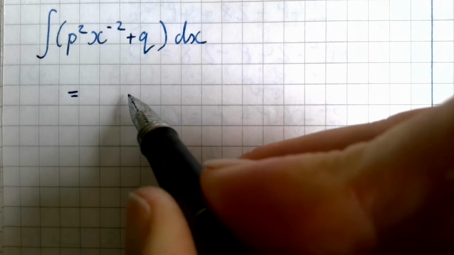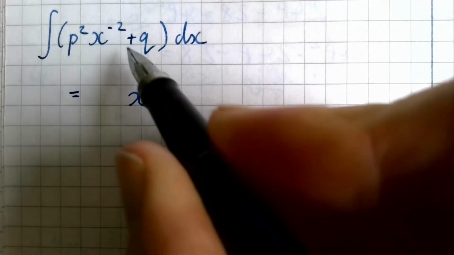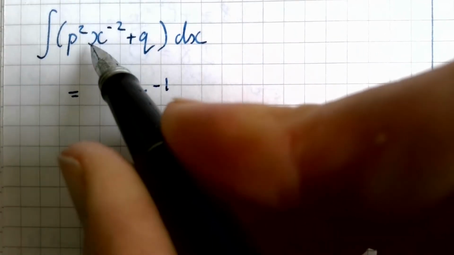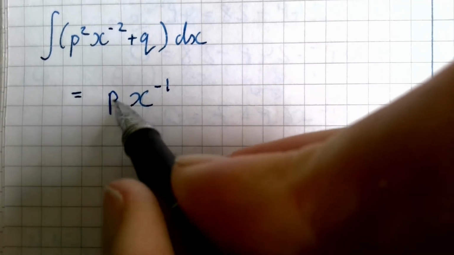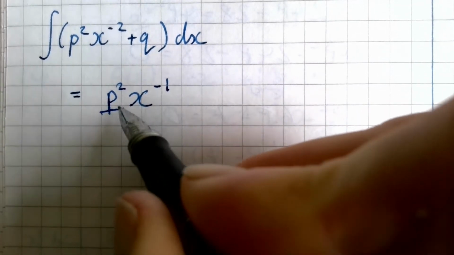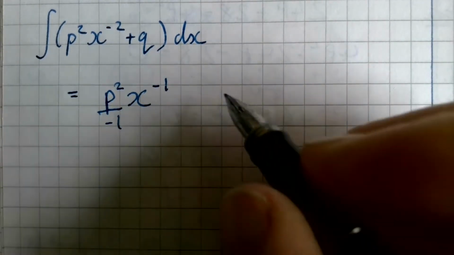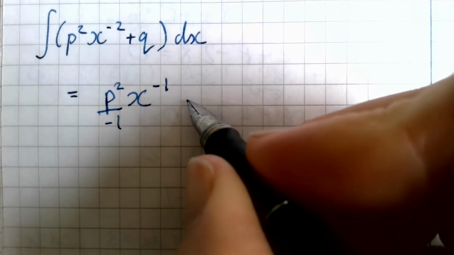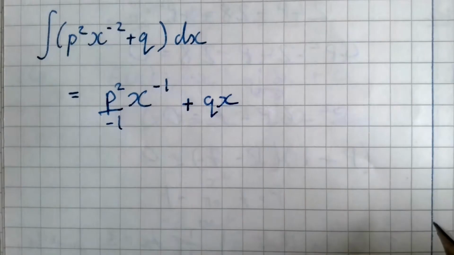We're going to start off by, I'm not worrying about the p yet, I'm going to say, right, I've got the x power from minus 2 is going to go up to minus 1. And then I'm going to divide my coefficient of x. Well, in this case, that is p squared. So I'm going to have my p squared there, and I'm going to divide that by negative 1. And then over here, well, if q was just a number, then it would be qx. So that's all we need to do.